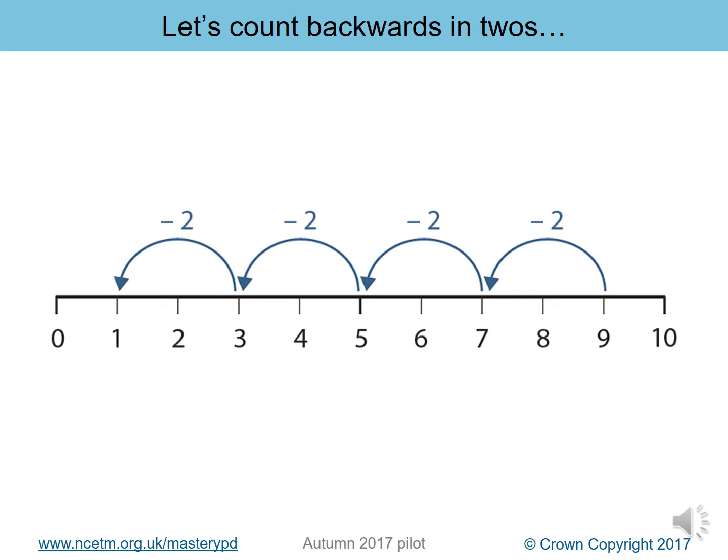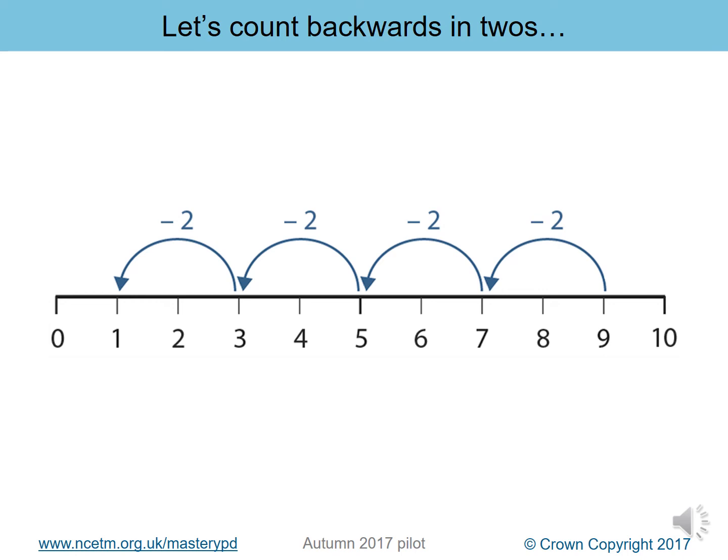So if we add 2 to an even number, we get an even number. If we take away 2 from an even number, we get an even number. If we add 2 to an odd number, we get an odd number. And if we take away 2 from an odd number, we get an odd number. So you really need to know those odd and even numbers.